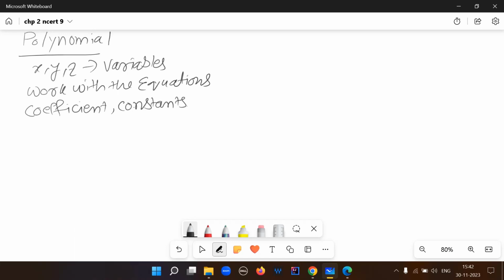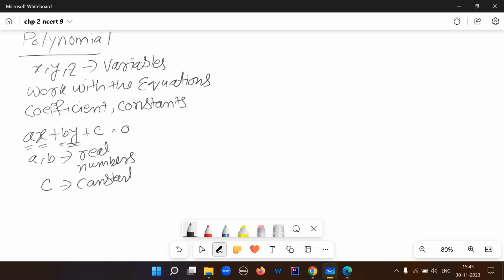So let's start with the basic equation. If any equation is ax plus by plus c equals 0, what does this mean? X and y are two variables, a and b are real numbers, and c is the constant. So it is a basic linear equation. We already studied it. If not, then I will give you another video on the linear equation topic.